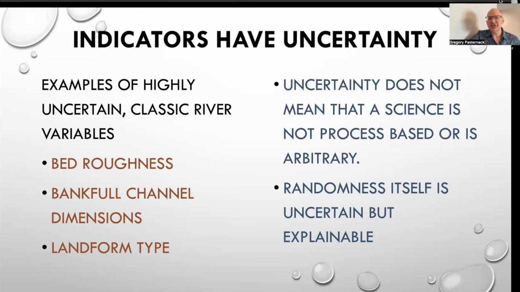So again, uncertainty doesn't mean that a science is not process-based or is totally arbitrary. And in fact, randomness itself is uncertain, but explainable. There's a lot of things in nature that are random. And we have a whole branch of science called stochasticity, stochastic methods that deal with randomness. Just because something is uncertain doesn't mean it can't be explained and predicted and addressed.